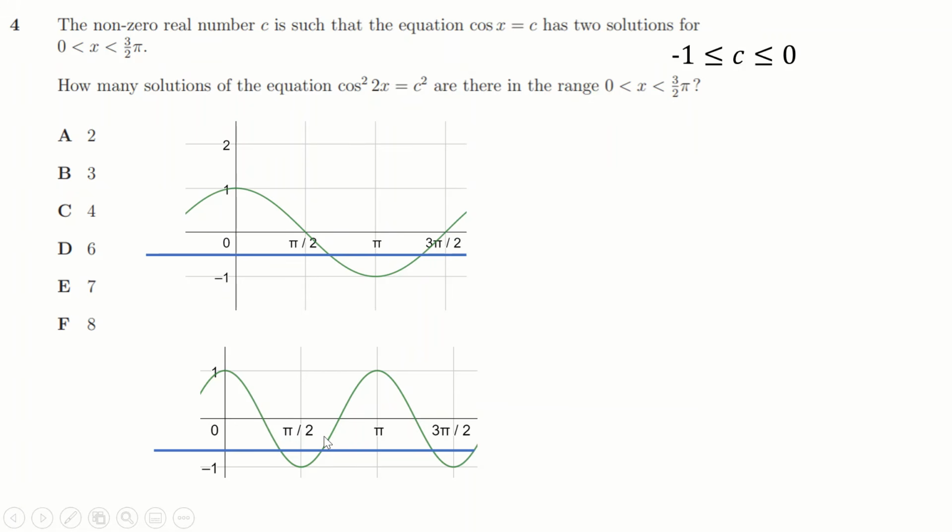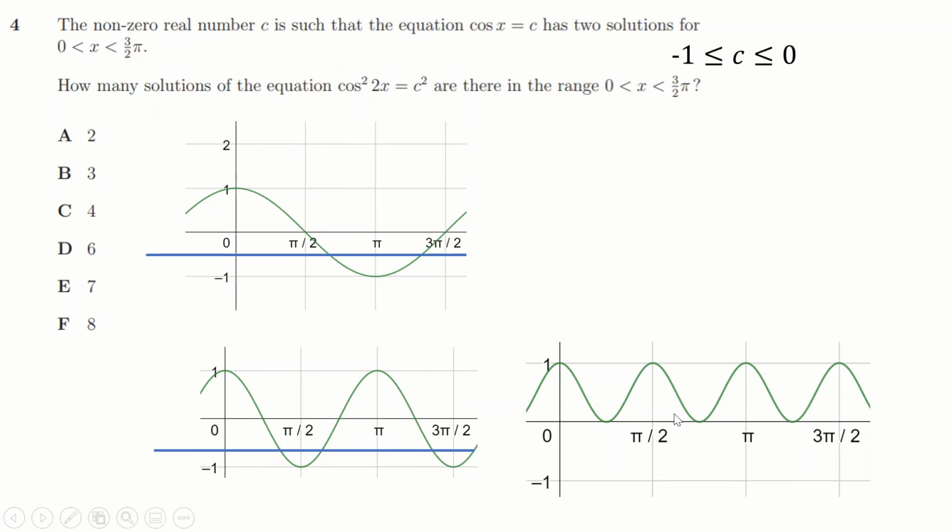But all of the negative aspects of the graph are going to be flipped over to positive, because these negative outputs multiplied by themselves give you positives. So the graph ends up looking like this. So it's tempting to say, oh, well, no solutions then. But just be careful here, because they've also squared c.